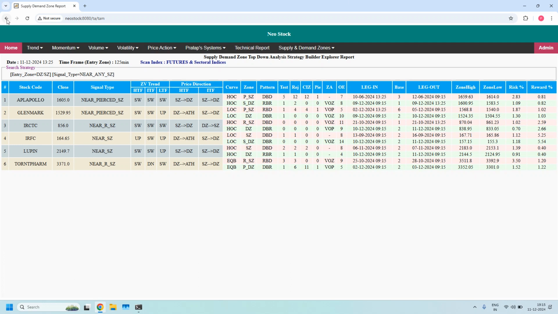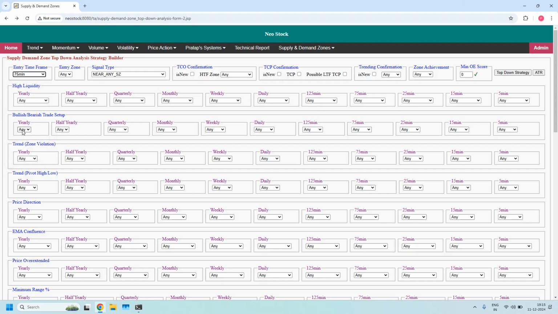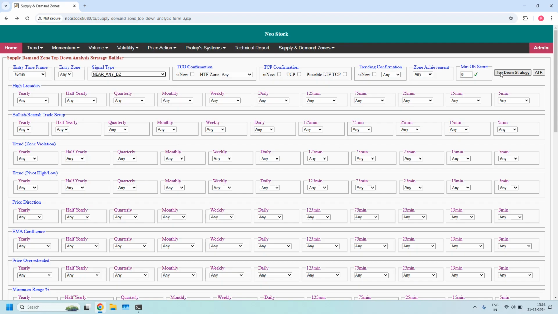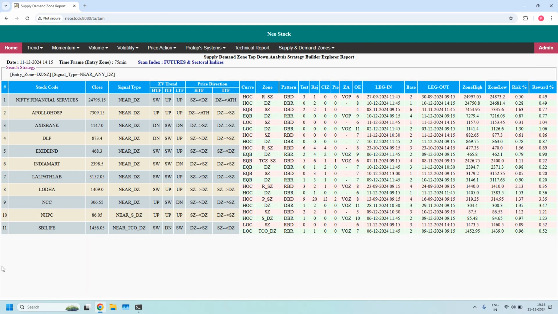Okay, next time frame is 75 minutes. Entry time frame 75 minutes. Let us find the stocks near 75 minutes demand zone. We got 11 stocks. Let us identify high liquidity zones from this list. NHPC, this is the only high liquidity zone we got from 75 minutes time frame.